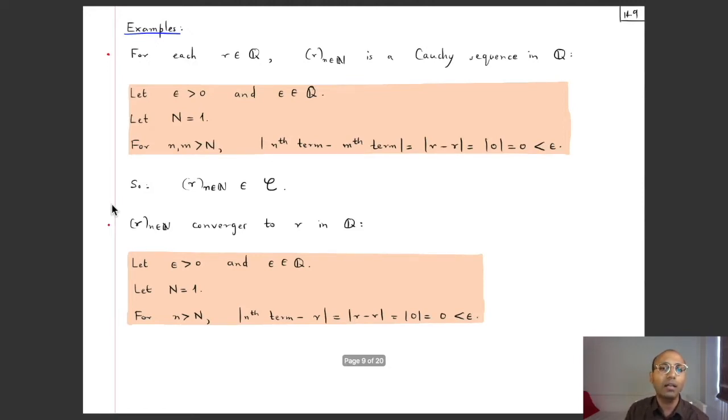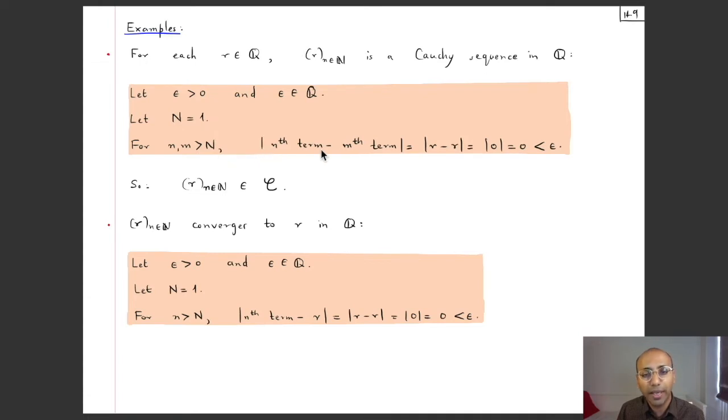Let us consider a simple example, namely that of a constant sequence in Q. So suppose that R is a rational number, and let us consider the constant sequence, all of whose terms are equal to R. Our first claim is that this is a Cauchy sequence in Q. So we have to show that given any rational distance epsilon positive, there exists an index such that if I take any little n and m beyond that index, the distance between the nth term and the mth term is smaller than epsilon.